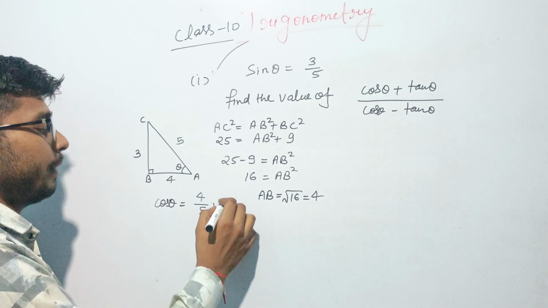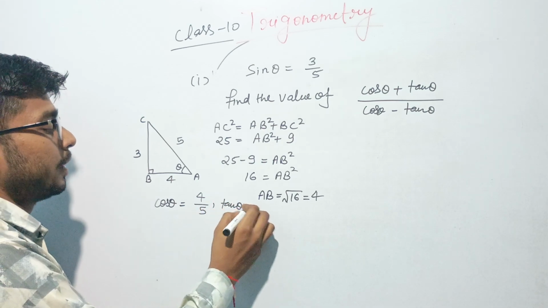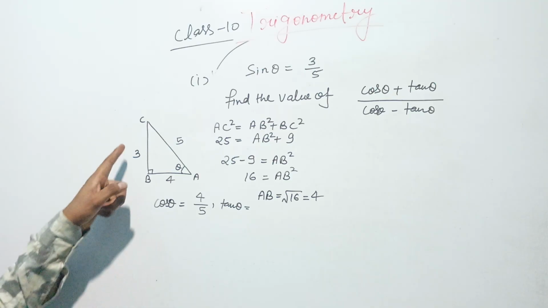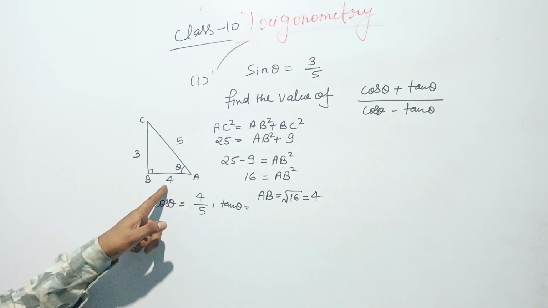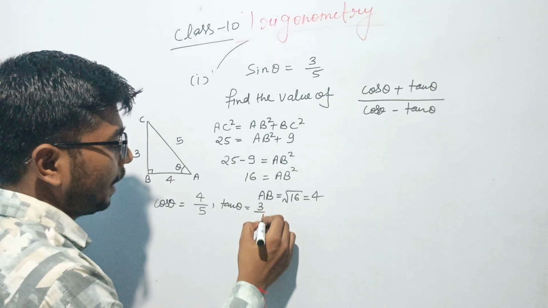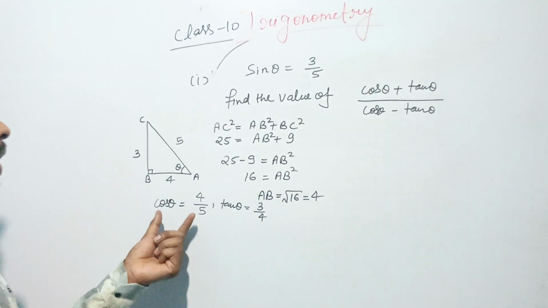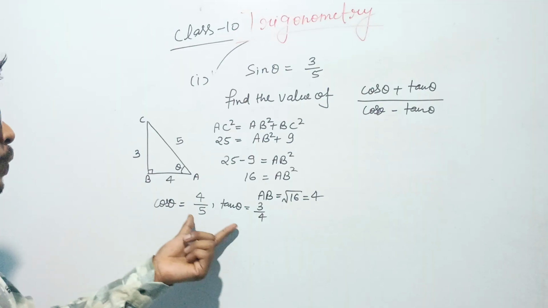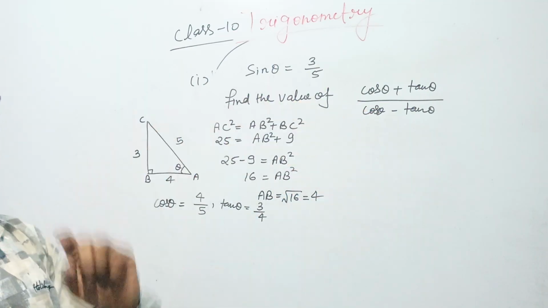Then we can find tan theta also. So what is tan theta? Tan theta is perpendicular upon base. So perpendicular is 3 and base is 4. Now we can put these two values here, so we will get our answer.